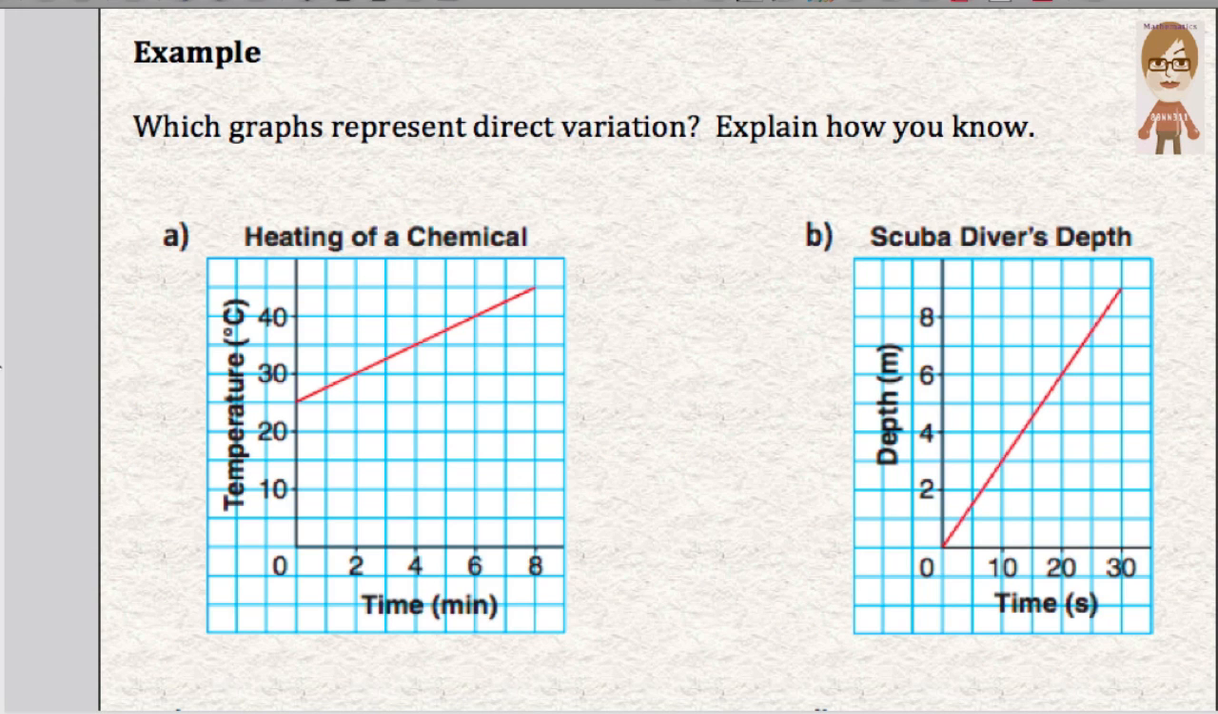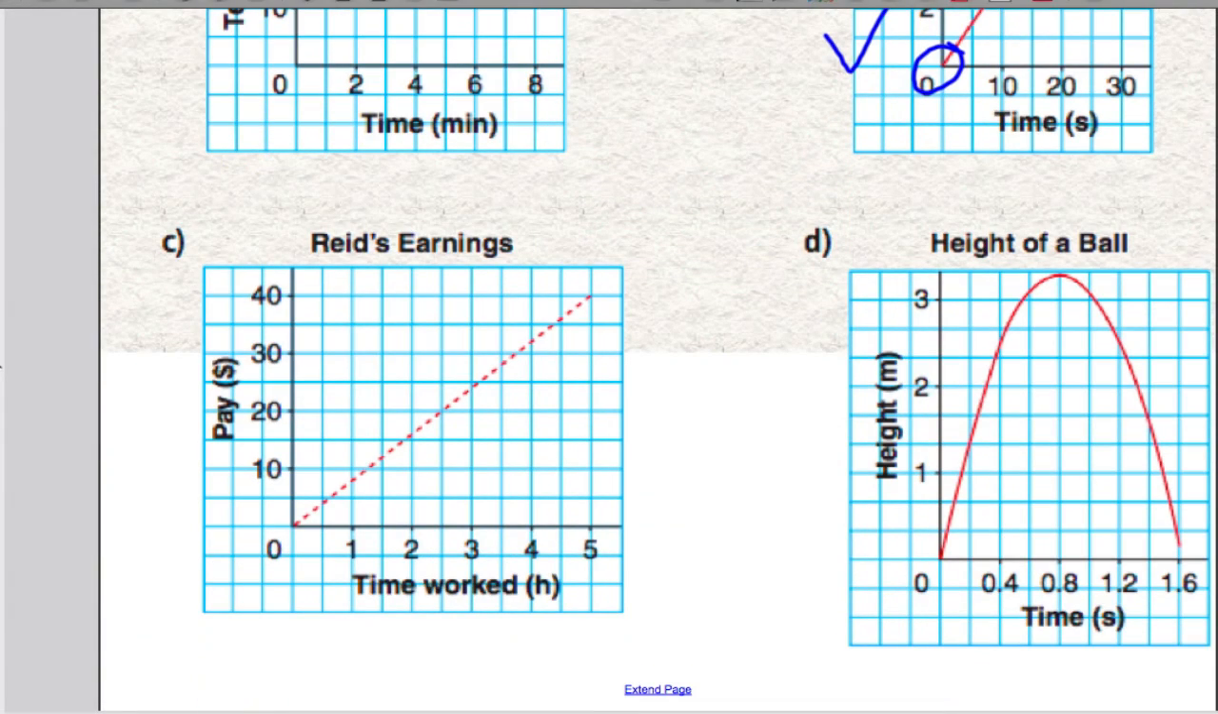So as a last example here, it says, which graphs represent direct variation? This, I'm hoping you'll think, is maybe the easiest question you've ever seen. The line has to go through 0, 0. So this is not direct variation, but this one is, right? Because the line passes through 0, 0. And then down below, this one here is a line that passes through 0, 0. So that is direct variation.